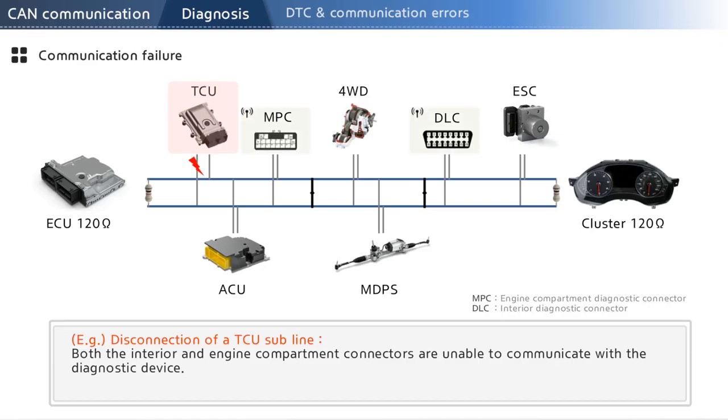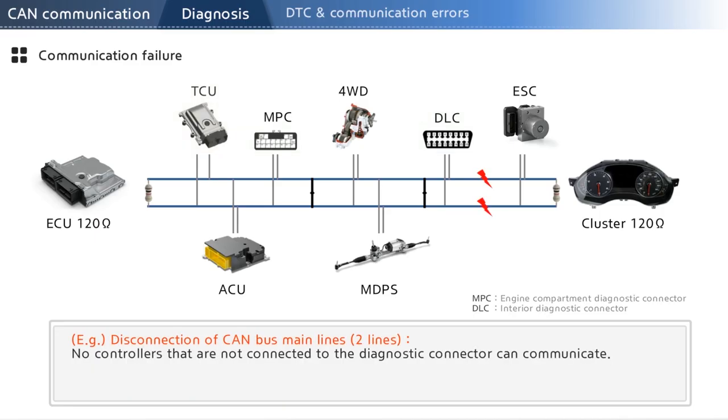The OBD connector is located inside the car and also in the engine compartment, so you can check by connecting from each location. If there is indeed a problem in the TCU main line, the unit will be unable to communicate from both connectors. This indicates that the problem is with the TCU itself, narrowing down the scope for inspection. Also note that other controllers will generate a TCU timeout DTC in this case.